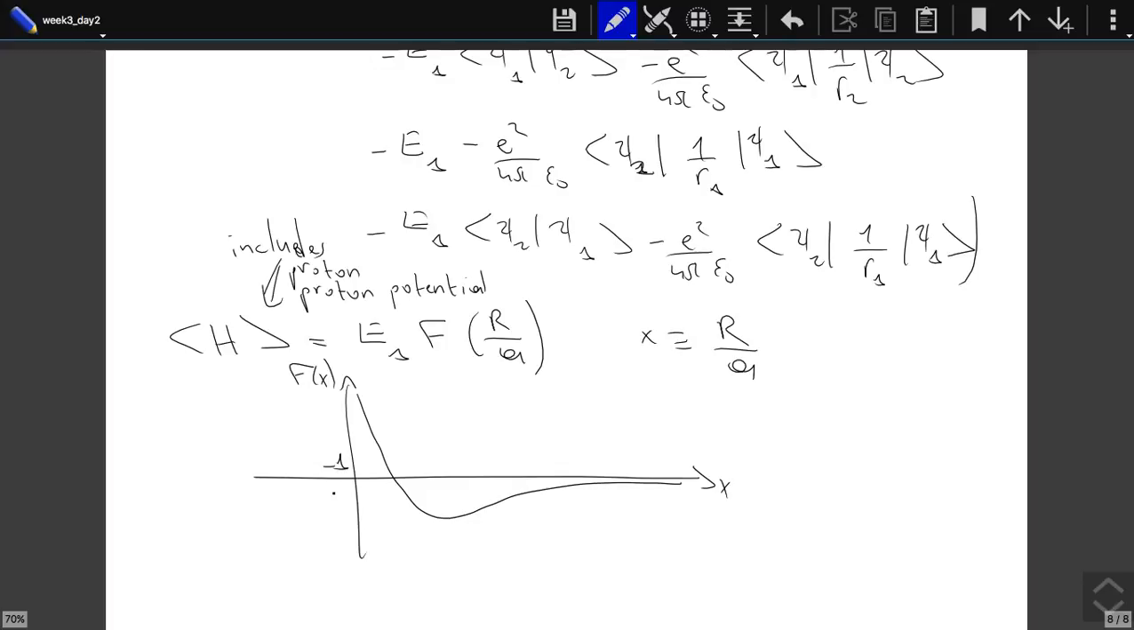But the fact that f goes below minus 1 tells you that the energy of the system, when R over A has this value, is lower than the energy of a hydrogen atom plus the proton at far infinity. So this tells us that the system is bound. If you started with a wave function whose energy was always larger than minus E1, it wouldn't really tell you that it's not bound, but you wouldn't have any argument in favor of a bound hydrogen molecular ion, because that's an upper bound, not a lower bound or the exact value.